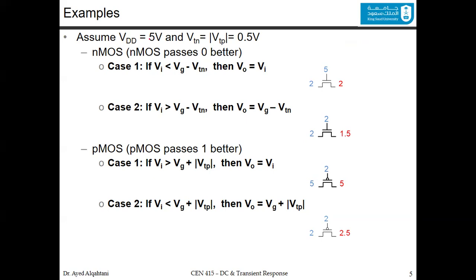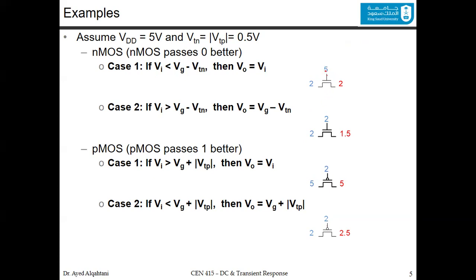So let's say that here the VDD is 5 volt, and the V threshold of N is equal to the absolute value of the V threshold of P, which is equal to 0.5 volt. Now, in the NMOS case, which we said passes the 0 better, let's have case 1. In this example, we have 5 volt here, we have 2 volt here. So you always take the V threshold out, or you add it, in the gate. You take it out from the NMOS, and you add the absolute value of the V threshold of P to the PMOS. You always work with the gate. The V threshold works with the gate.